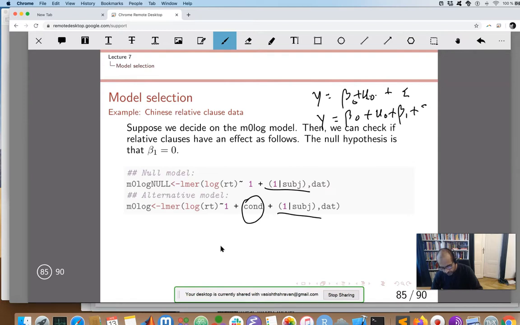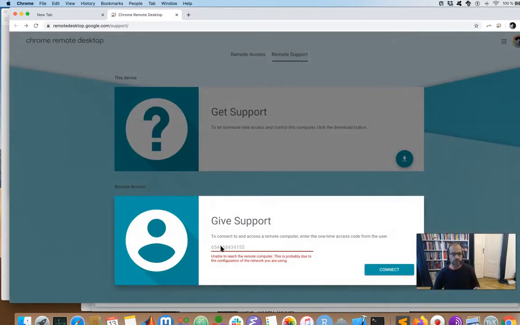So now I'm going to compare these two nested models. If you remember the ANOVA lecture I gave long ago. Oh, I just lost a connection here. Let me just quickly try to reconnect.